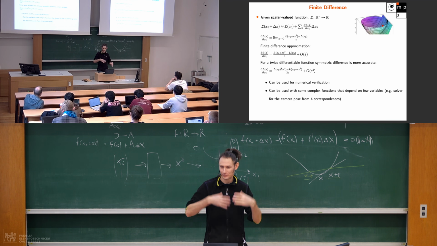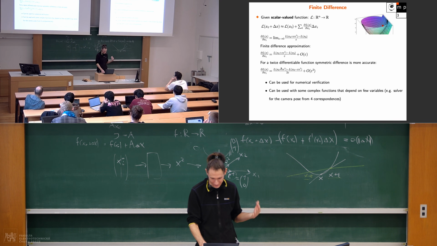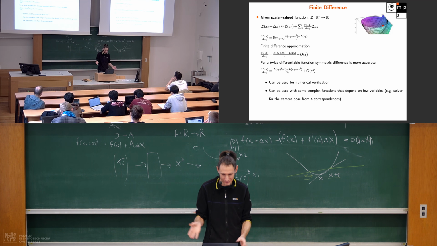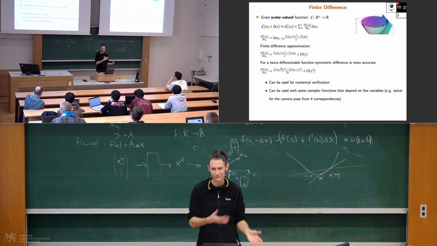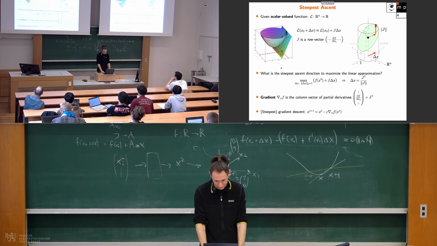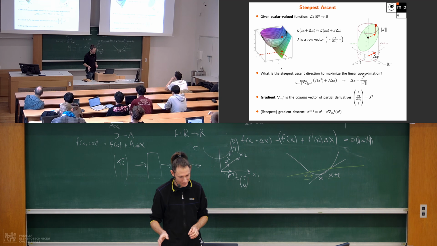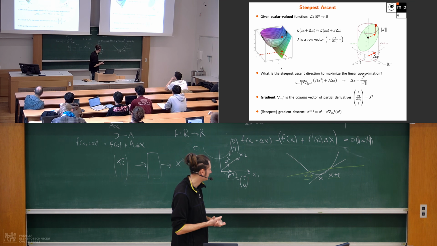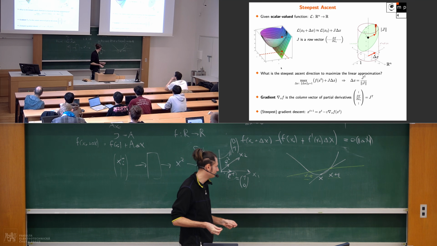But please do talk about such things, because if notation is confusing or something is not clear, we need to clarify this. Okay, so we discussed derivative, Jacobian. We discussed partial derivatives and these finite differences.